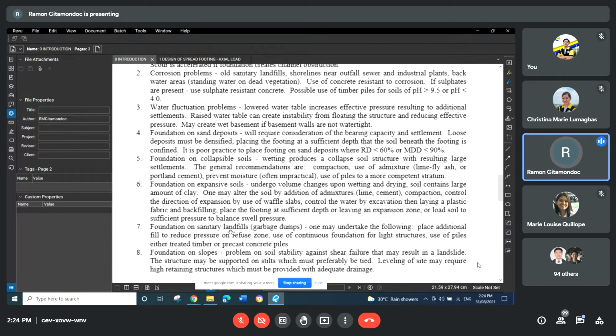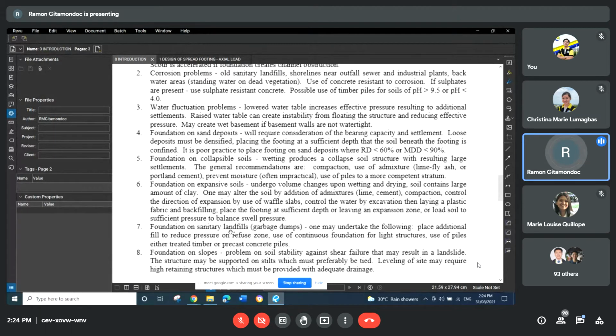Another efficient way will be, we cannot control the expansion, but we can control the direction by which the expansion will occur. So instead of allowing the soil to expand vertically, we just allow it to expand laterally, and that is by using a waffle type foundation.